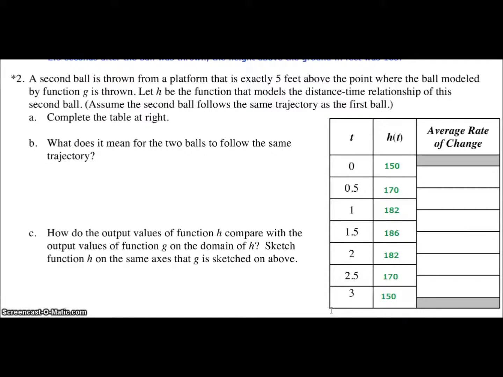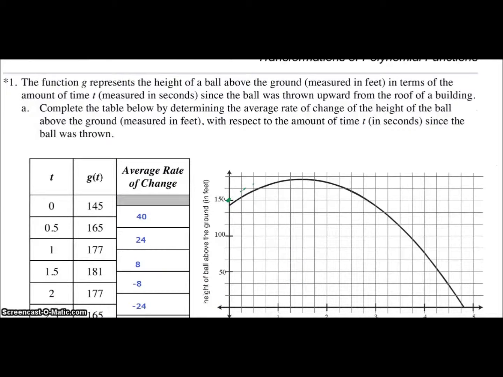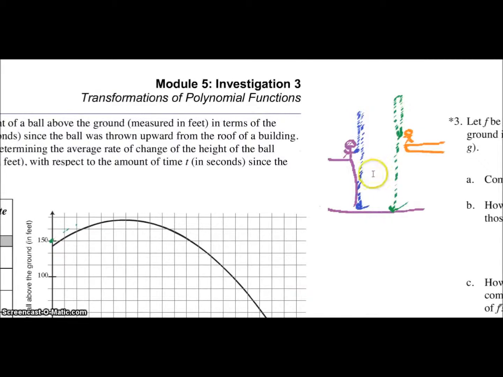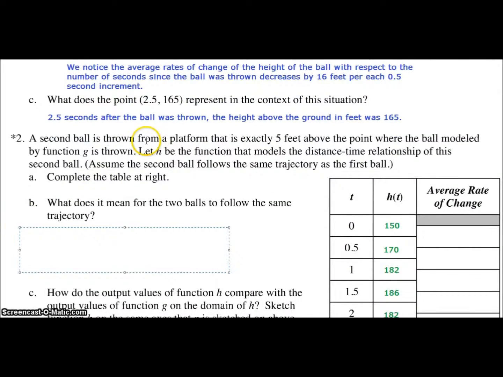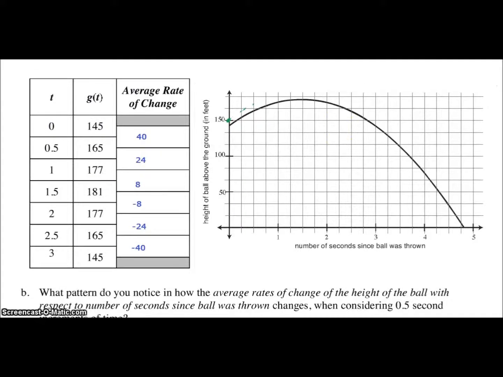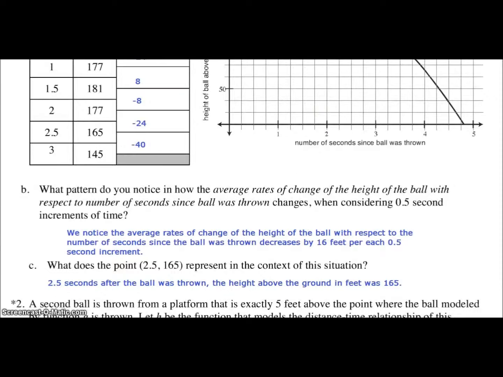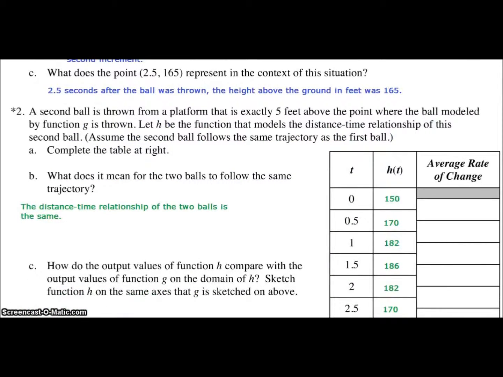The next question says, what does it mean for two balls to follow the same trajectory? For me, it meant that they followed generally the same sort of pattern in their behavior. The answer key says this: the distance-time relationship of the two balls is the same. When I drew h over here, it had the exact same shape, it was just shifted up a little bit. So the relationship between those is pretty similar, just a vertical shift.